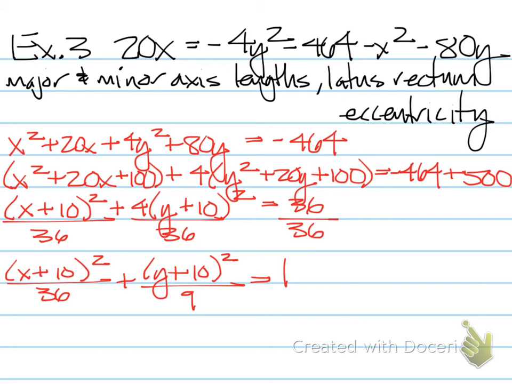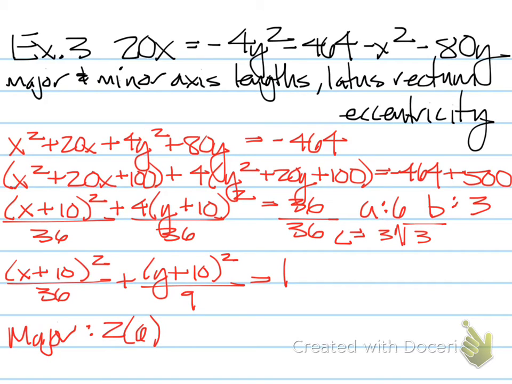The bigger denominator is under the x squared, so that tells us that the ellipse has a bigger horizontal dimension than a vertical dimension. And so a squared is going to equal 36. That makes a 6, and b squared is going to equal 9, so b is going to equal 3. C is going to be the square root of a squared minus b squared, so 36 minus 9 is 27. Square root of 27 is what c is. If we simplify that, we get 3 root 3.